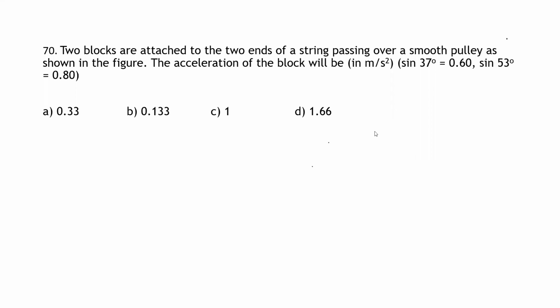Next question. Two blocks are attached to the two ends of a string passing over a smooth pulley as shown in the figure. I'll just show you the figure. The acceleration of the block you need to calculate. They have given the angles here, the angles between the pulley and the inclined plane. Sine 37 degrees and sine 53 degrees are given already.